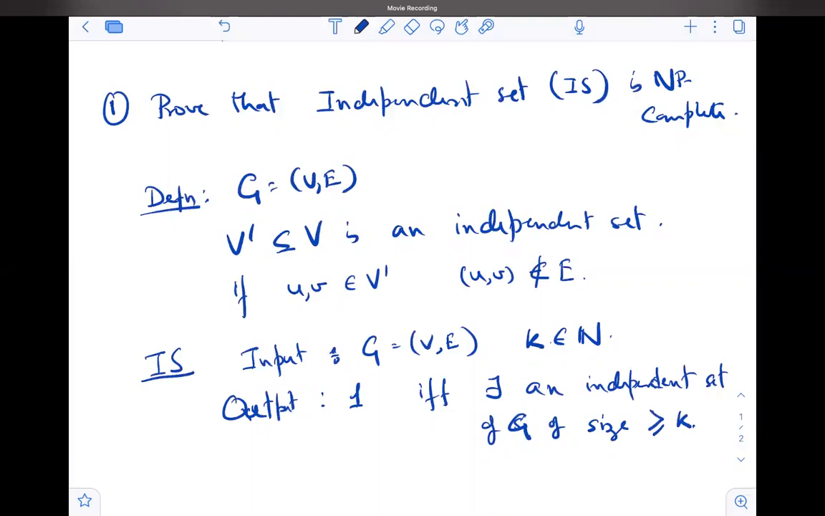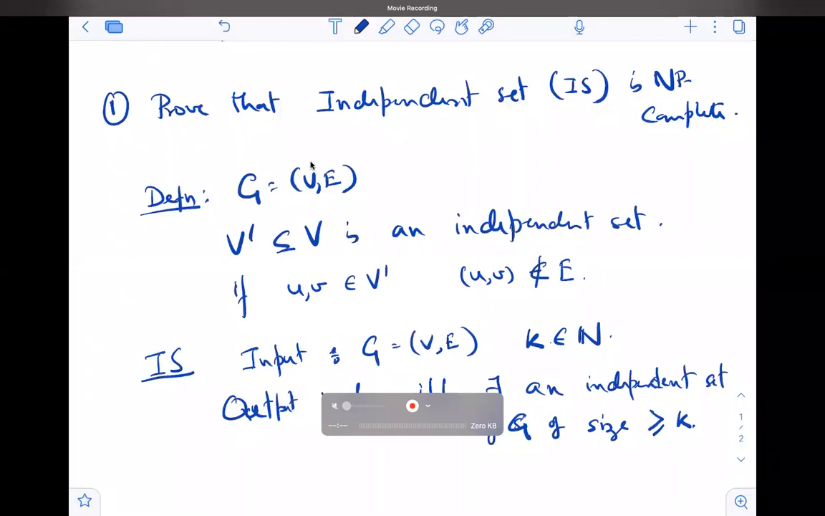Today we'll be doing a few problems like this, and it will be counted as one of the internal assignments. Is it clear? Yes, sir.